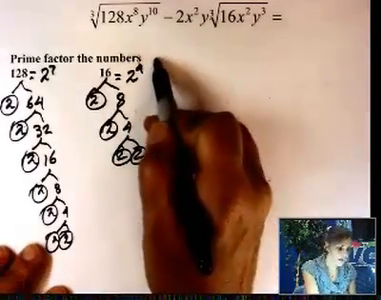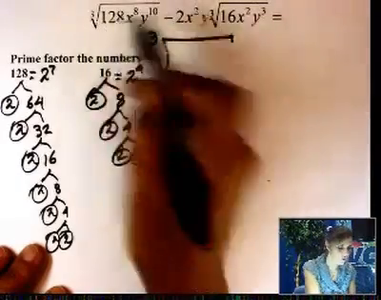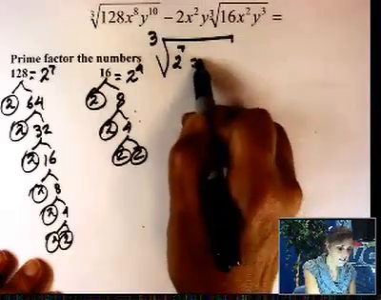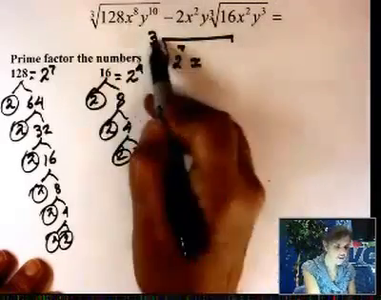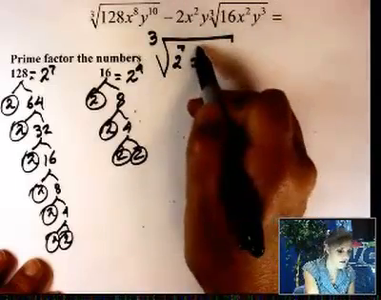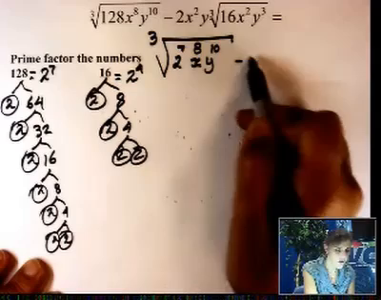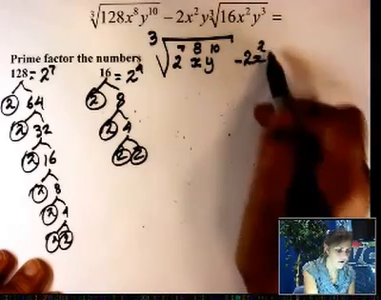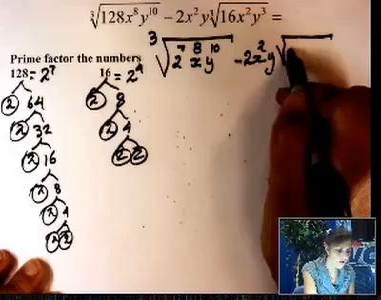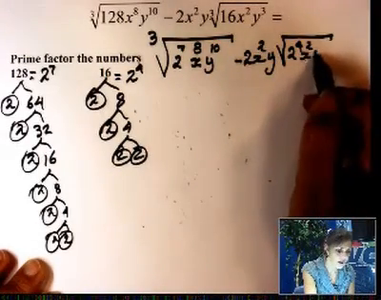Okay. I will write the first one. Cube root of 128 is 2 to the 7th x. Okay. Now, since this is 3, let's start doing those. Or maybe just leave it alone right now. y to the 10th minus 2x squared y. And now you have 2 to the 4th x squared y cubed.